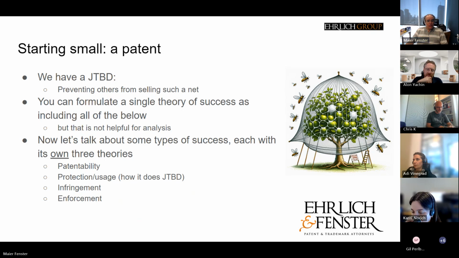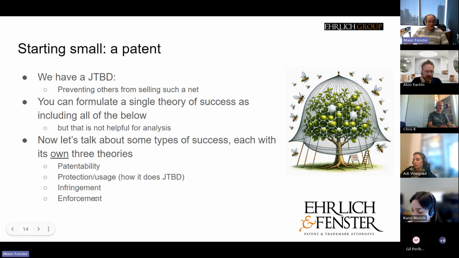And now I want to build a theory of success. And I have two possibilities. One is just say what success is, but another one is instead of talking about general success, to break down success into different dimensions, each one of which needs to have challenge, success, and failure. So, for example, patentability, that's one issue. Another one is protection. How does it do the job of preventing people from selling? Another one is infringement. How are people infringing?